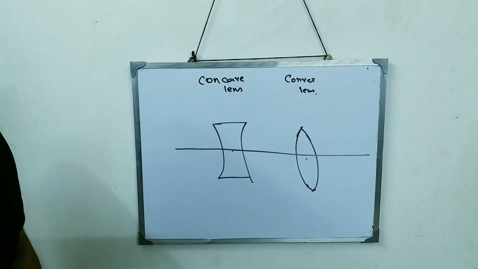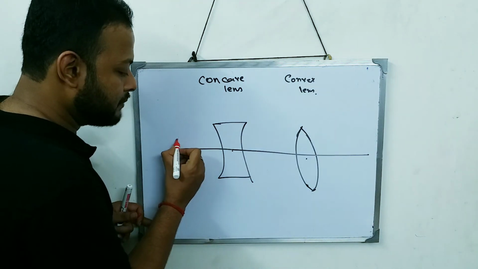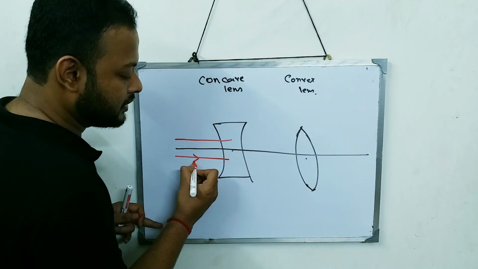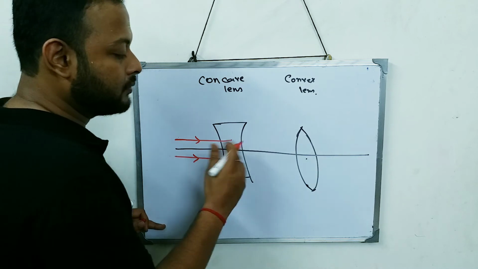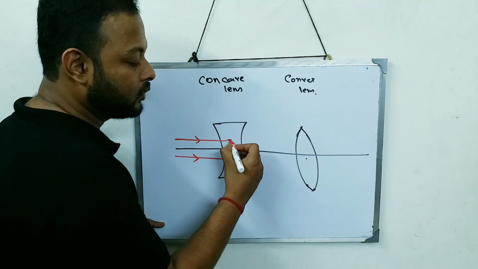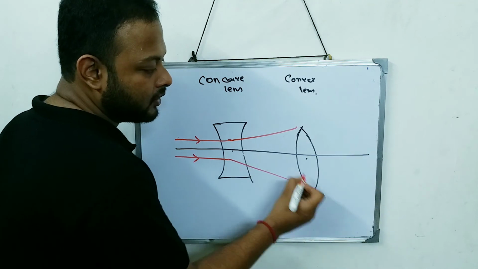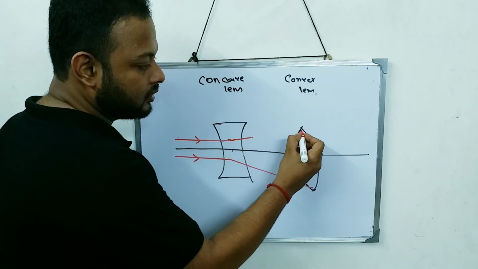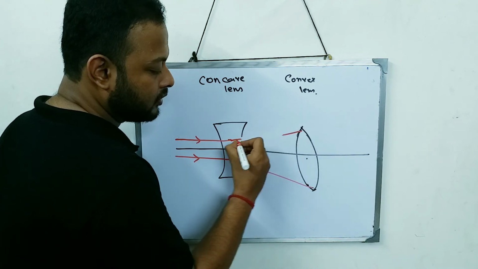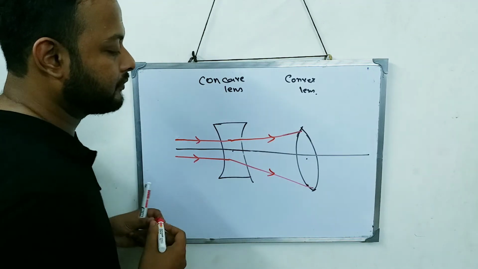Now how will the ray go from here? See, the rays come parallel to the principal axis. As they come parallel to the principal axis till here, then what happens? The concave lens can divert the rays. So the rays will get diverted from here onwards.